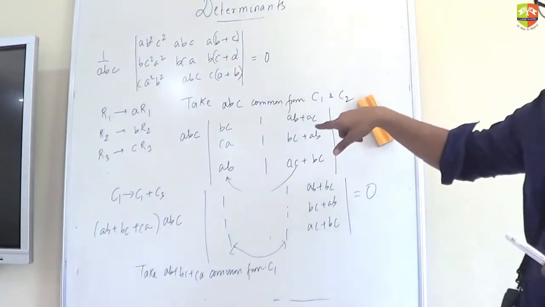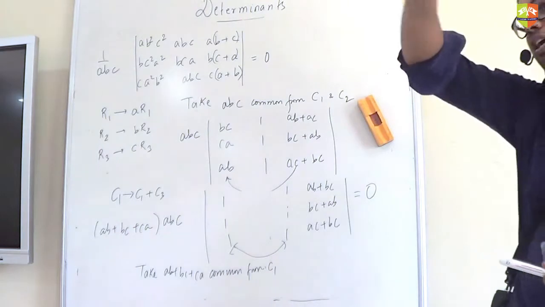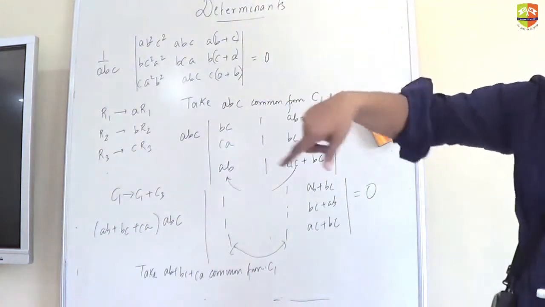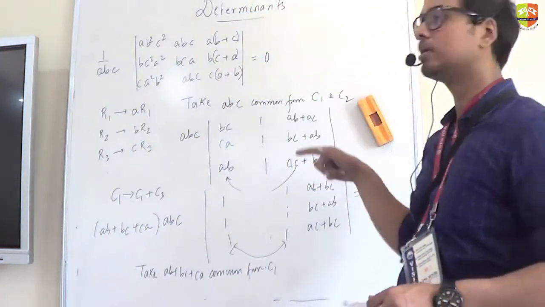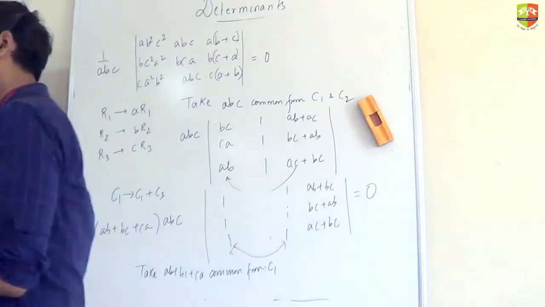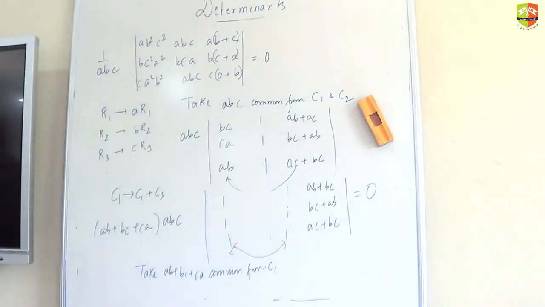Now this approach itself is important. Multiplying rows with A, B, C, and taking A, B, C common from the columns, is there in a lot of problems in determinants. So keep that as your tool, as a possibility when you're solving. Are you getting it? We'll try to take more questions.